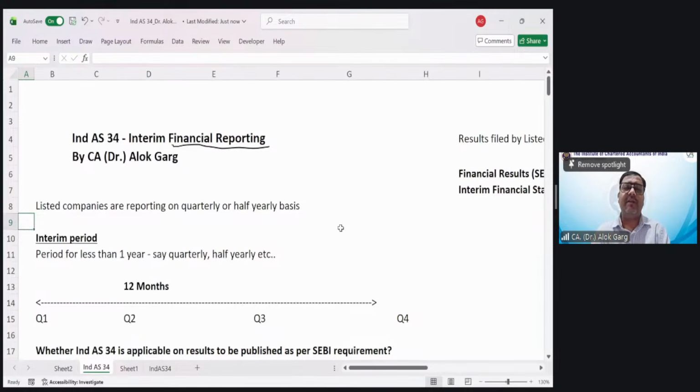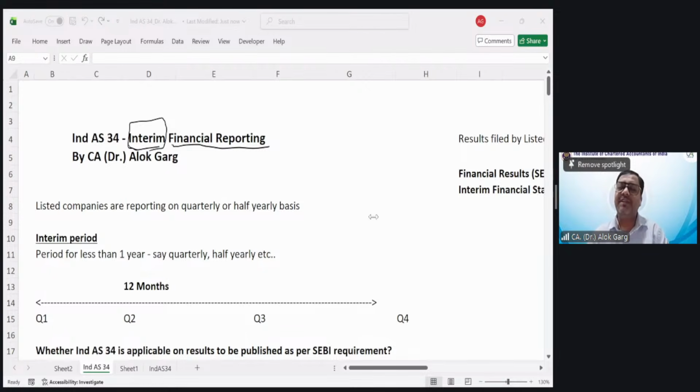Now, what is meant by the word interim, and how is it different from annual? Interim means a financial statement for a period which is less than 1 year. Okay, 3 months, 6 months, 9 months, on a quarterly basis.